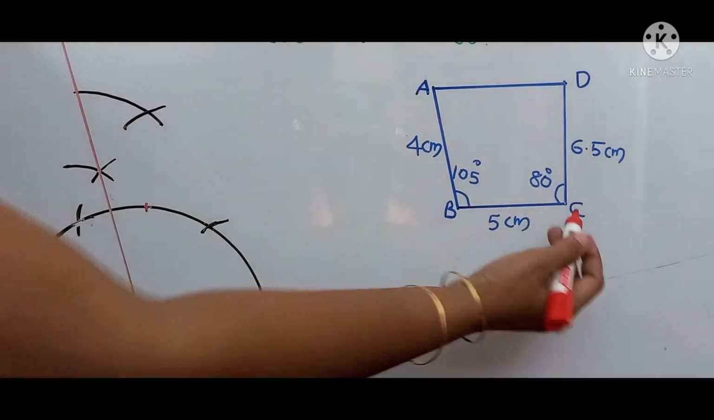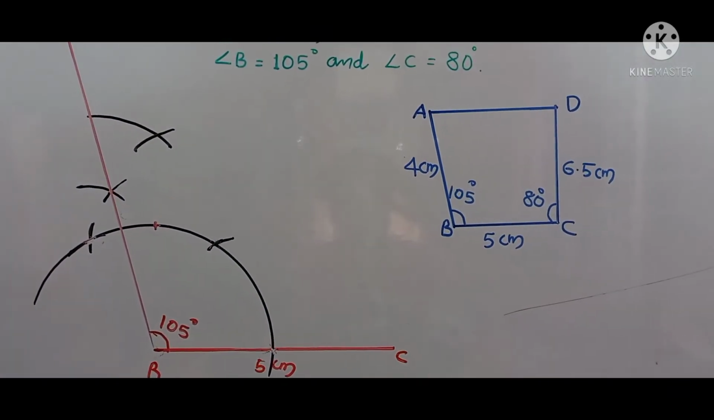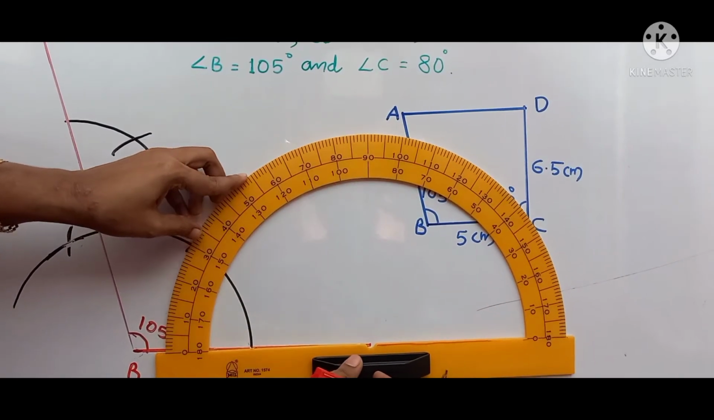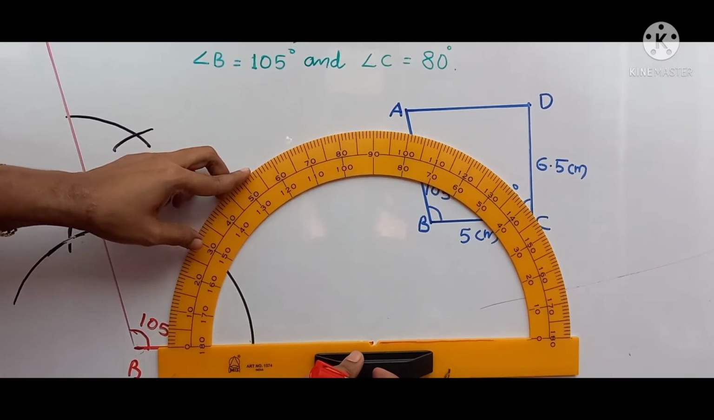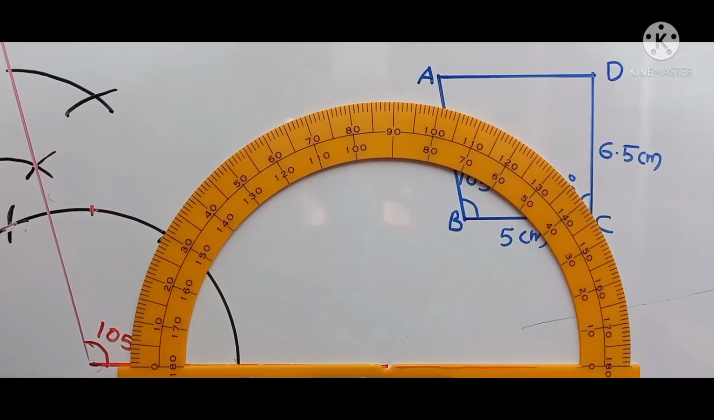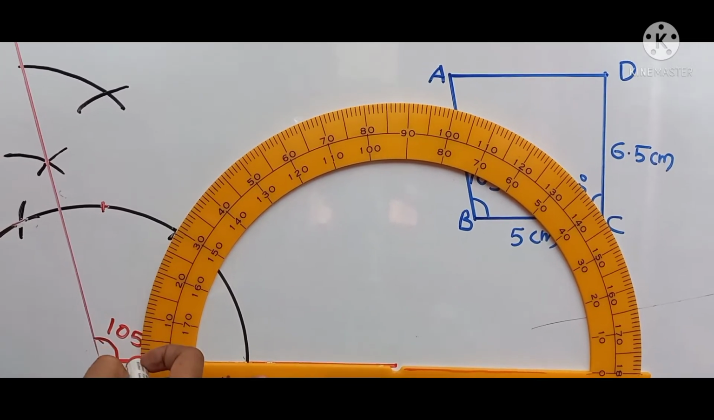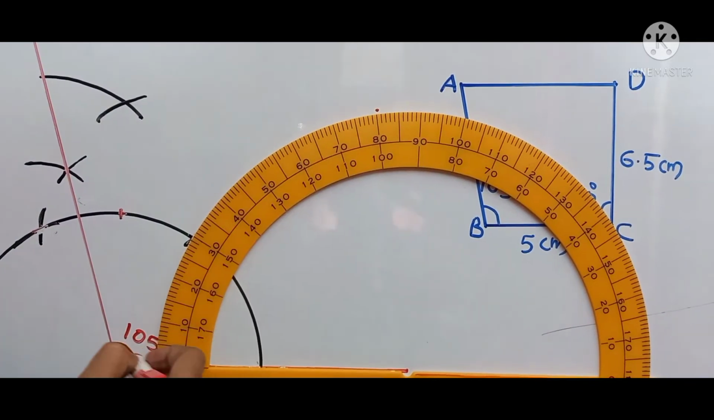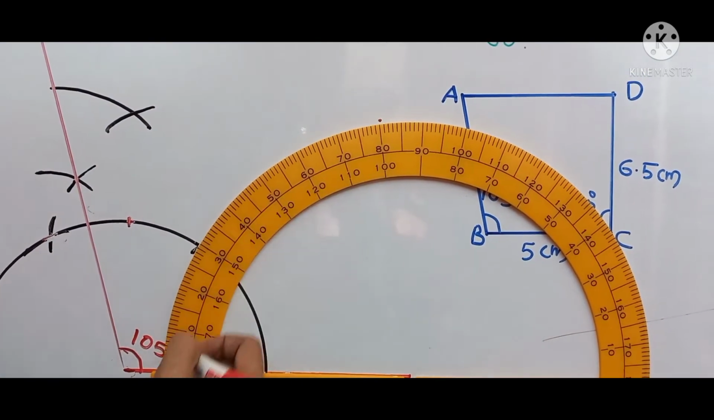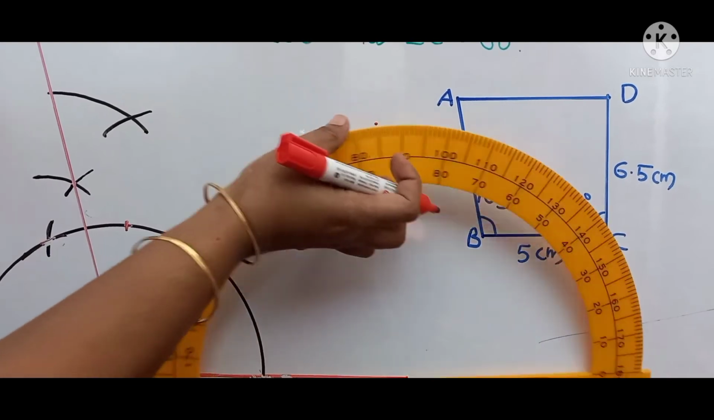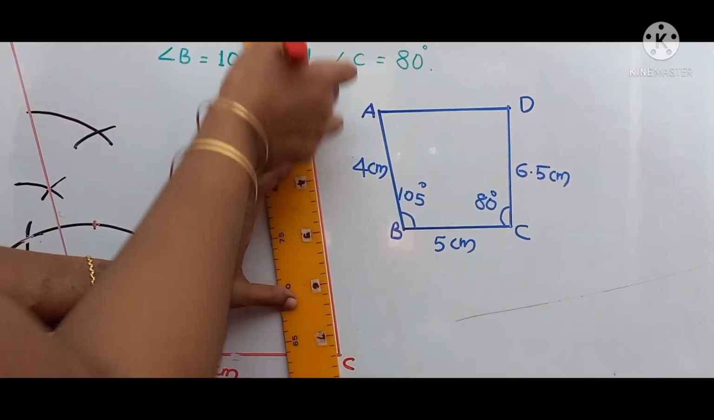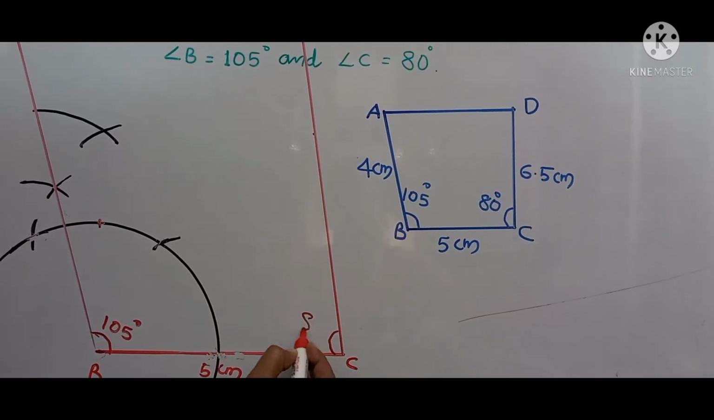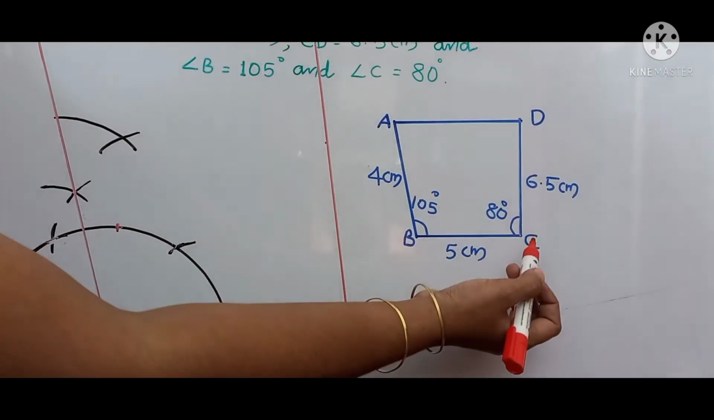Then next we have to draw 80 degree on C. So angle C is equal to 80 degree. We have to draw it by using a protractor, and 80 degree angle is, this is 80. Here is the line segment. Then we have to consider this 0. This is 80 degree angle. Join this point. Now we have got 80 degree angle on C. This is 80 degree.